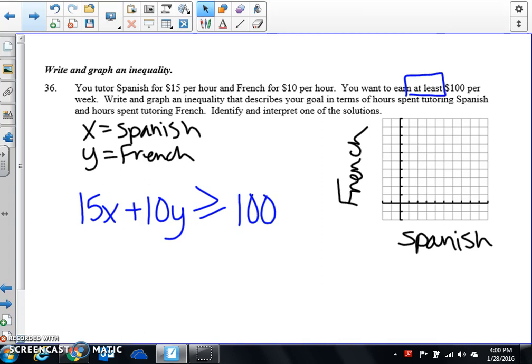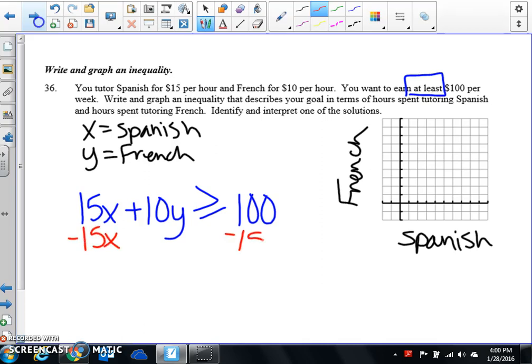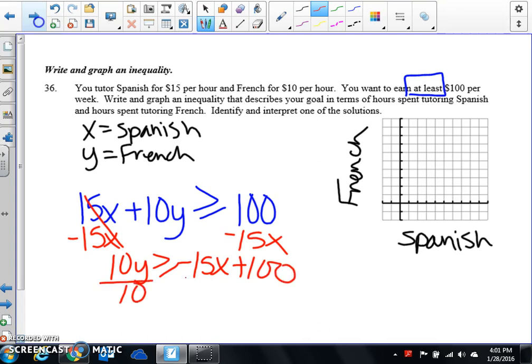Now we have to graph it. The best way to graph it is to turn it into slope-intercept. So I subtract 15x. 10y is greater than or equal to -15x plus 100. And I divide by 10. Y is greater than or equal to -3/2 x plus 10. Okay, so now I can graph it.